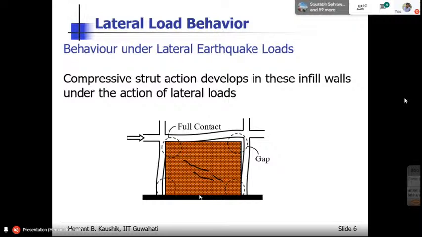So that is the reason that during earthquakes, if you visit any site or you see photographs of buildings with infill walls, you will always find these X cracks in these infill walls. So this gives us some idea of the behavior of this infill wall in the RC frame. Now once we know this behavior, we can actually try to analyze, model and design them. So the most important point that we can take from here is the compressive strut action that develops in the infill walls under the action of lateral loads.